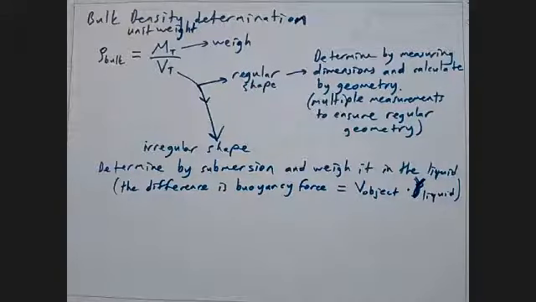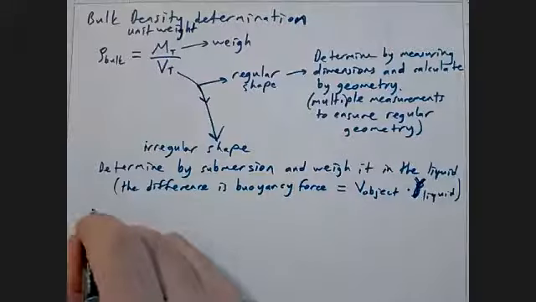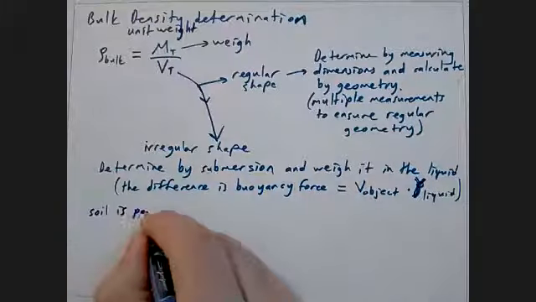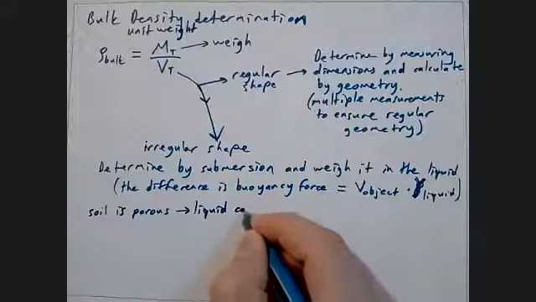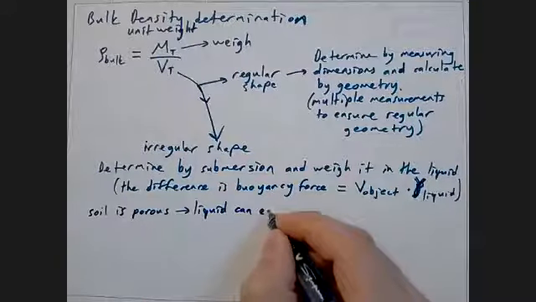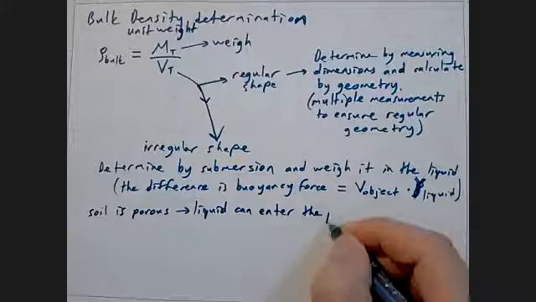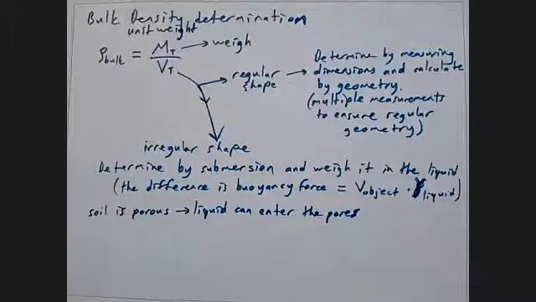No, that doesn't work because soil is porous. Therefore, liquid can enter the pores. So there are a couple of ways to avoid that. One way is if your liquid is mercury, and if you force it down into the mercury, because it will float in mercury, because mercury has a very high surface tension, it doesn't go into the pores. But mercury is poisonous and we don't use that.